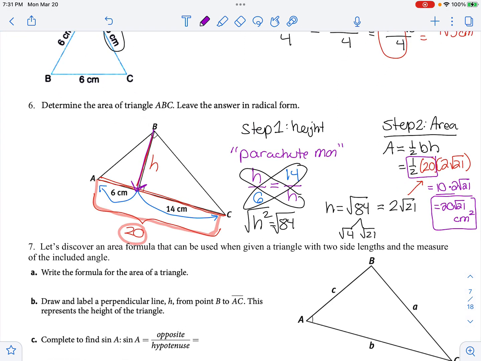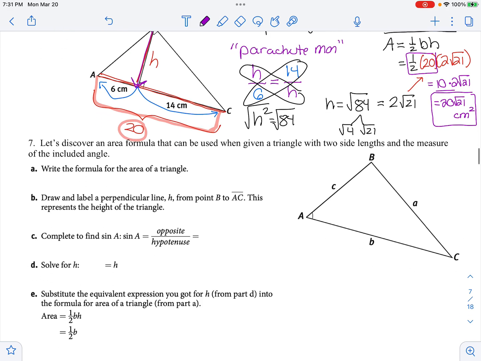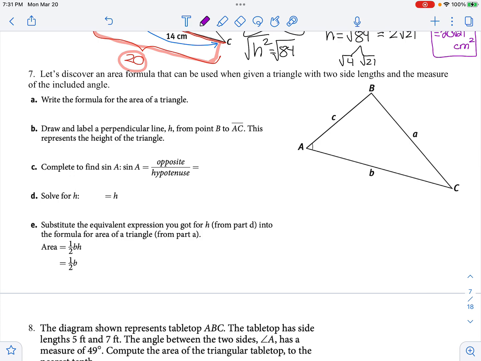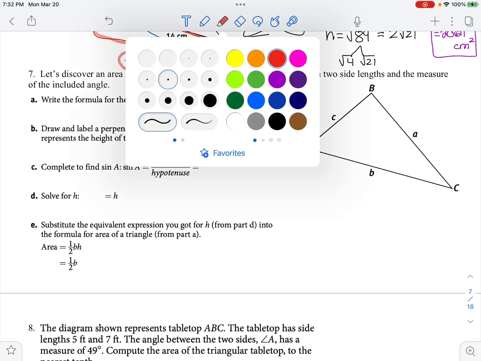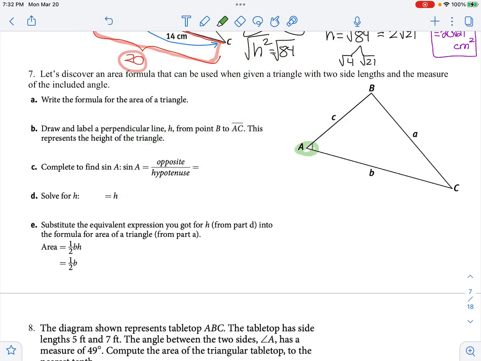Again, it's just showing you another way that we can use our 1/2 base times height, but with the 2 steps where we have to find the height first. The last thing I want to do is discover an additional formula that can be used when we have a triangle with 2 side lengths and the measure of one of the included angles. So for example, let's say that you had a triangle where you knew the measure of angle A and you knew the measure of the two sides on either side of that angle. We're going to look at a problem where we knew this information, but we're going to develop the formula ourselves.